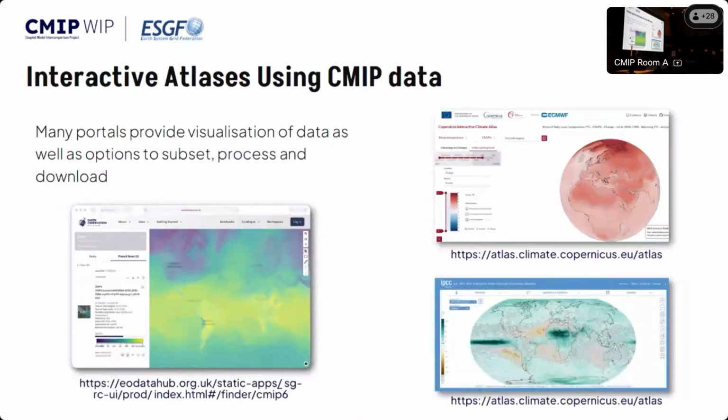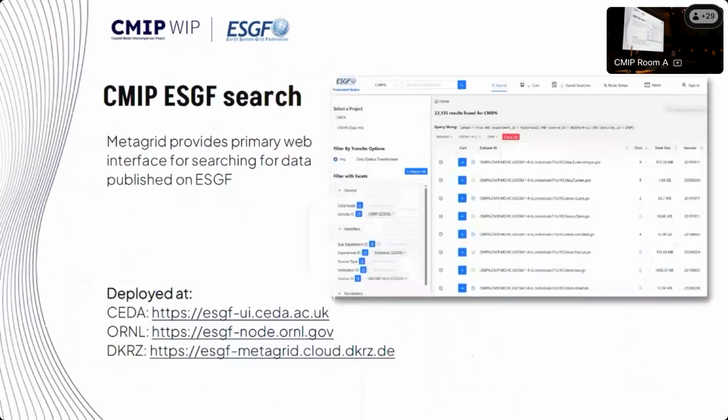Okay. One option to get you looking at CMIP data quickly is a number of interactive atlases around. The Copernicus Climate Change Service has an atlas alongside the IPCC, and the EO Data Hub, Earth Observation Data Hub, allows you to explore the data as well. Many of these allow you to subset, post-process, and download the data, so you can do some preliminary steps there. But I suspect most people will be looking at the ESGF search pages.